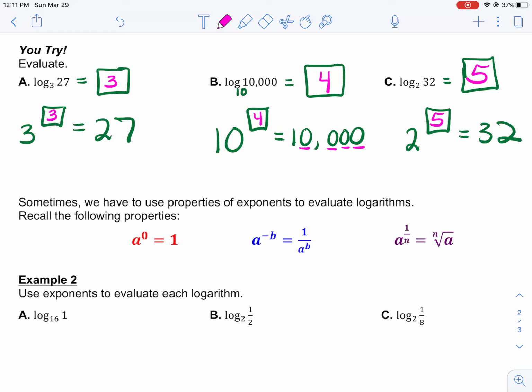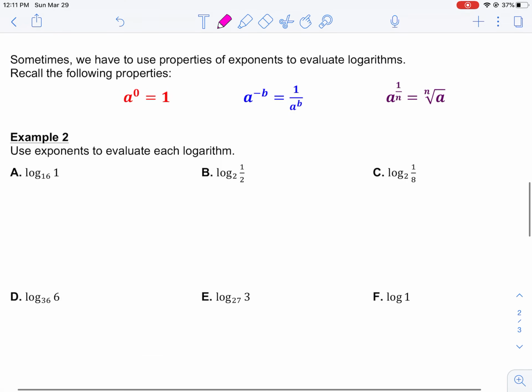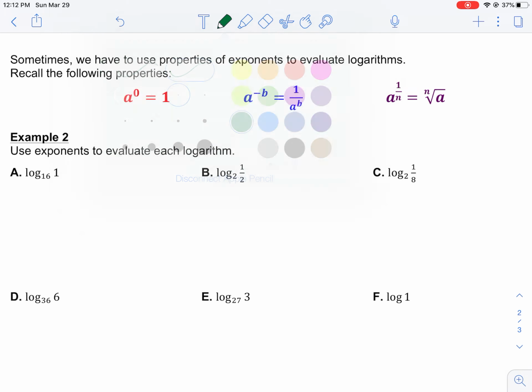Now, in the last set of problems we're going to look at, we're going to have to use some properties of exponents. The first property: any base to the 0 power equals 1. The second property is the negative exponent property. Remember, if you have a base to the negative power, that's the same as 1 over the base to the positive power. An example, something like 2 to the negative 3rd, we know is the same as 1 over 2 to the positive 3rd, and so that would equal 1/8.